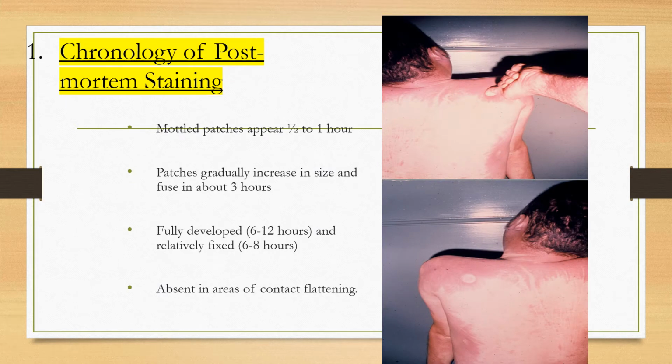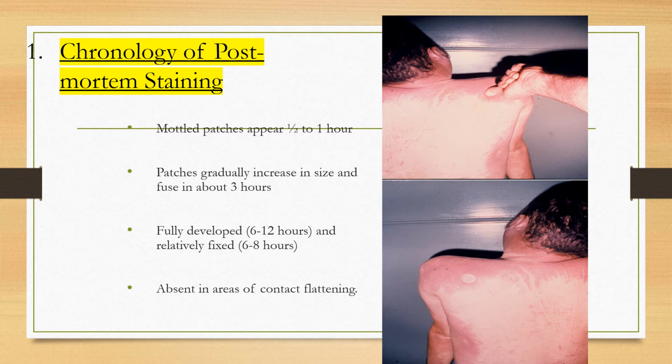How does it appear? If you understand the chronology, initially within half to 1 hour there are mottled patches, and afterwards these patches gradually increase in size and fuse in about 3 hours. It becomes fully developed within 6 to 12 hours and relatively fixed in 6 to 8 hours. It is absent in the contact flattening.